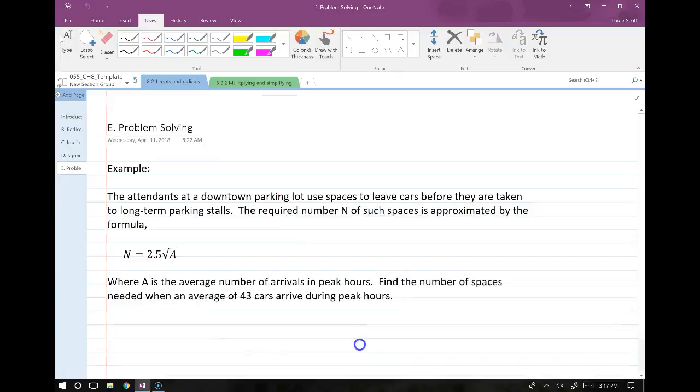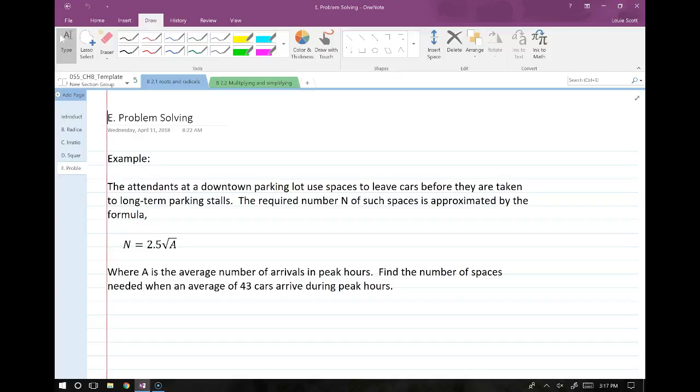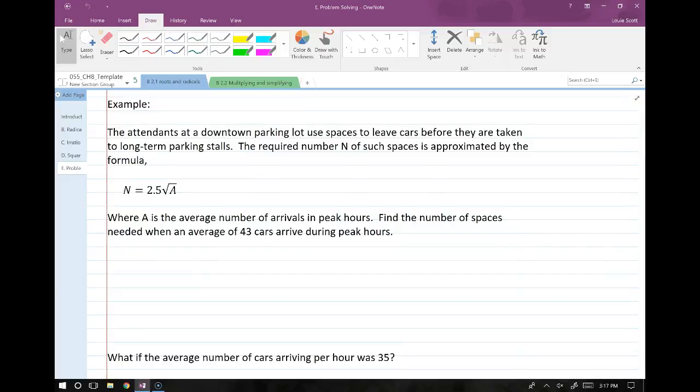Alrighty. So here is the problem solving problem that you'll run into in this section. It's just a simple evaluation problem. It's not that bad, right? This is a function that tells us about parking spaces. The attendants at a downtown parking lot use spaces to leave cars before they are taken to long-term parking stalls. The required number n of such spaces is approximated by the below formula, n equals 2.5 times the square root of a, where a is the average number of arrivals in peak hours. Find the number of spaces needed when an average of 43 cars arrive during peak hours.